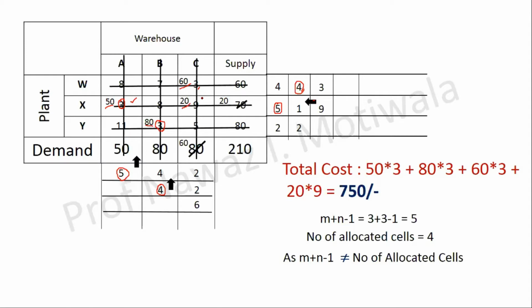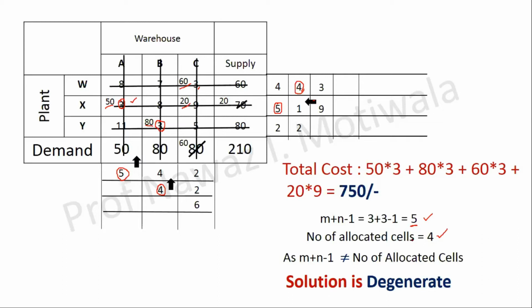So if it is not equal, what will I write? I will write the solution is degenerate. That means there is something missing in the solution. Now what to do in this case? Just observe this equation. When will this solution be non-degenerate? When this value will be equal to this value. Now we can't change this, because the number of plants and number of warehouses will remain the same.